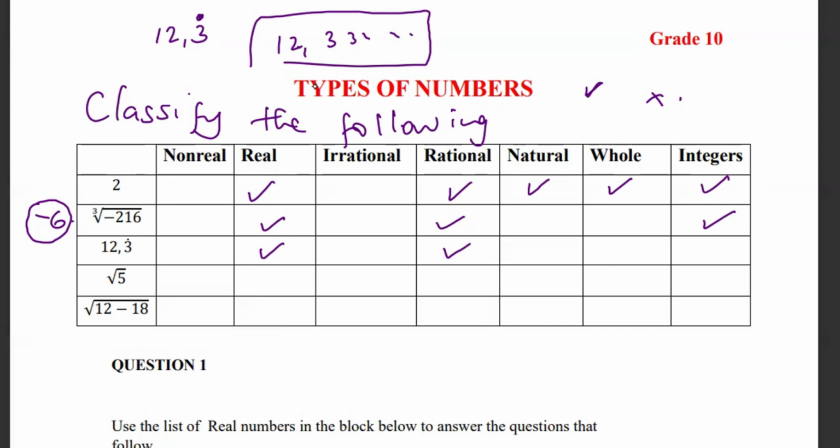Next, we have √5, the square root of 5. When you punch this into the calculator, we know before we even punch that in that 4 is not a perfect square.